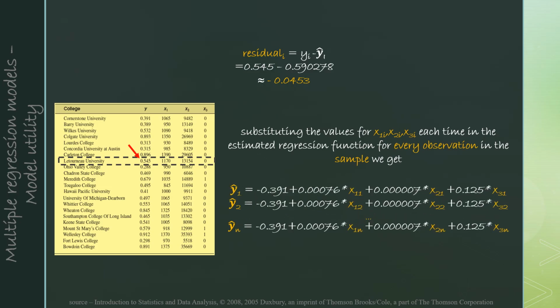Substituting the values for x1i, x2i, x3i each time in the estimated regression function for every observation in the sample, we get y1 hat equals minus 0.391 plus 0.00076 multiplied by x11 plus 0.000007 multiplied by x21 plus 0.125 multiplied by x31. y2 hat equals minus 0.391 plus 0.00076 multiplied by x12 plus 0.000007 multiplied by x22 plus 0.125 multiplied by x32, and so on, and yn hat equals minus 0.391 plus 0.00076 multiplied by x1n plus 0.000007 multiplied by x2n plus 0.125 multiplied by x3n.